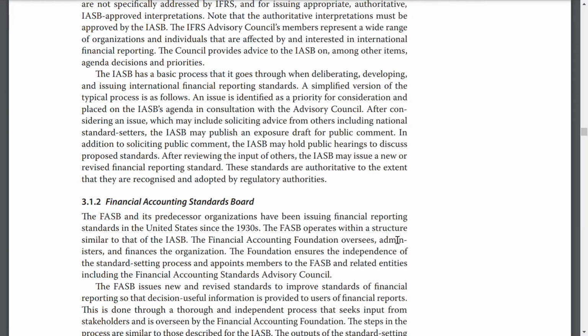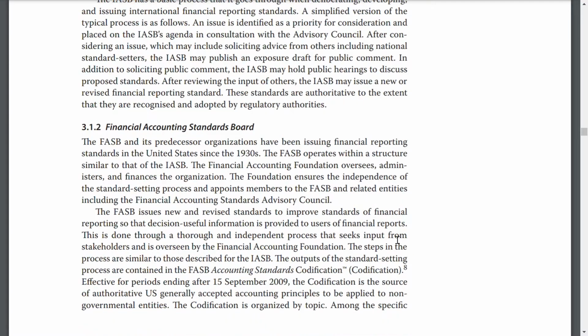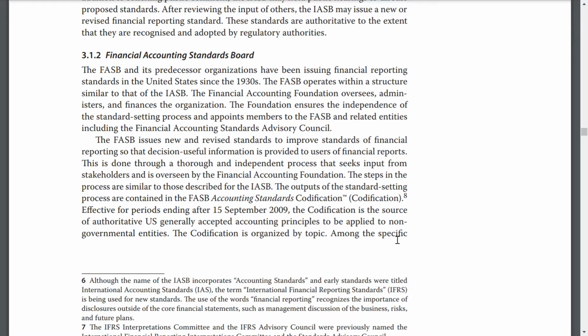The Financial Accounting Standards Board, the FASB, and its predecessor organizations have been issuing financial reporting standards in the United States since the 1930s. The FASB operates within a structure similar to that of the IASB. The Financial Accounting Foundation oversees, administers, and finances the organization. The foundation ensures the independence of the standard-setting process and appoints members to the FASB and related entities, including the Financial Accounting Standards Advisory Council. The FASB issues new and revised standards to improve financial reporting, so that decision-useful information is provided to users and financial reporters.